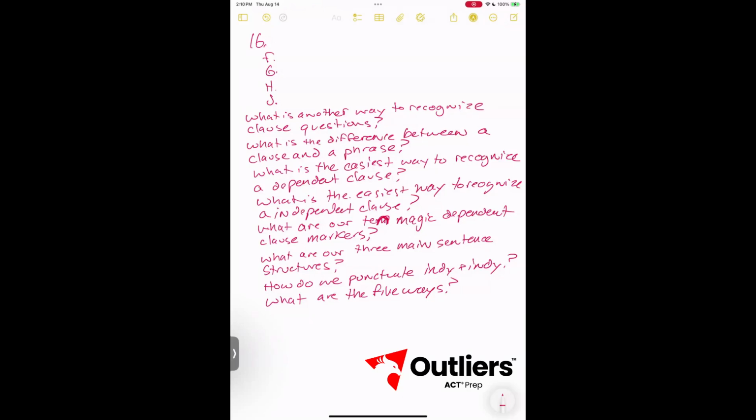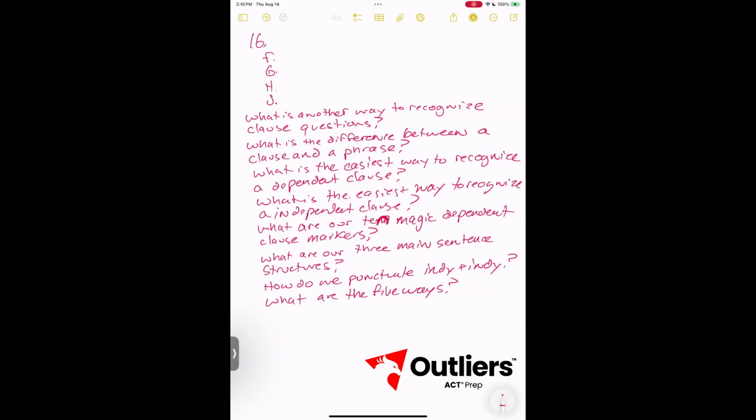What are our three main sentence structures? Independent plus independent, independent plus dependent, dependent plus independent. How do we punctuate independent plus independent? One of the five ways. What are the five ways? Comma FANBOYS, period, semicolon, em dash, colon.